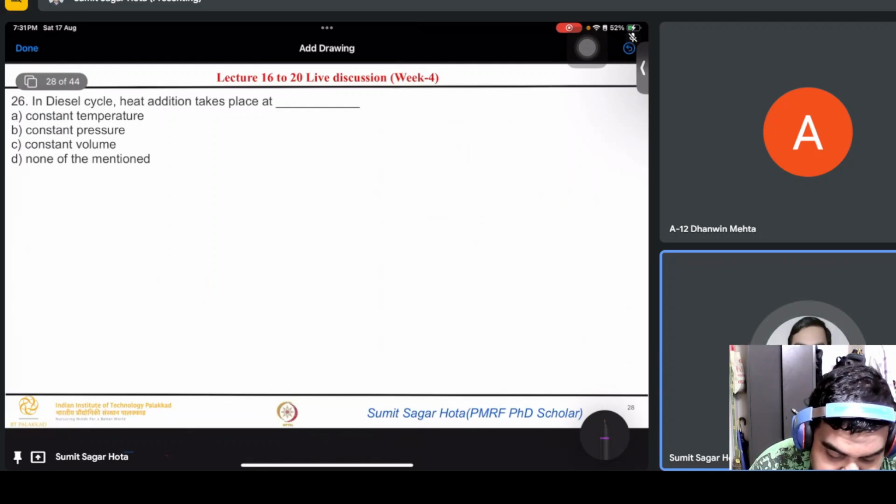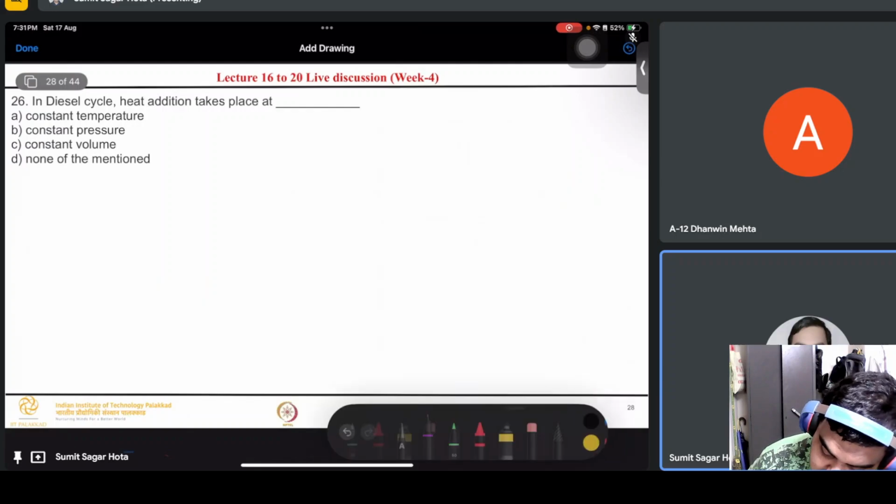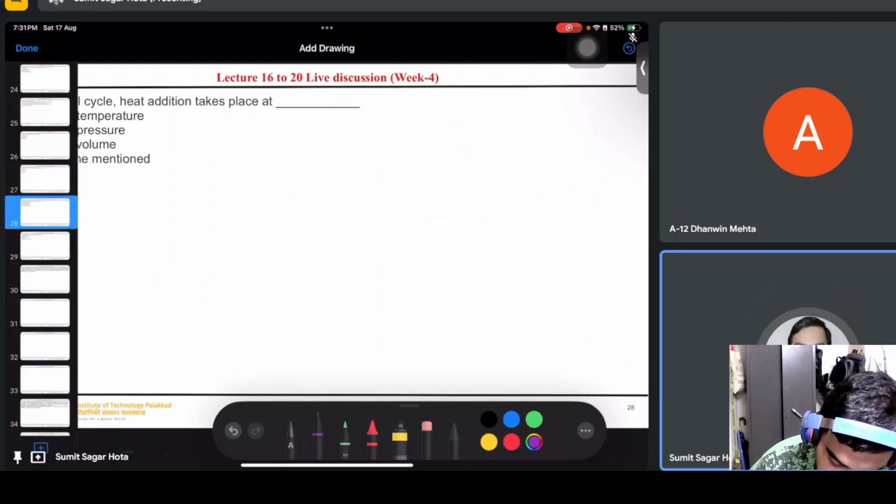In the diesel cycle, they are asking where the heat addition takes place. There is a small difference between the diesel and the Otto cycle: the heat addition is done at constant pressure. Just directly take that one.